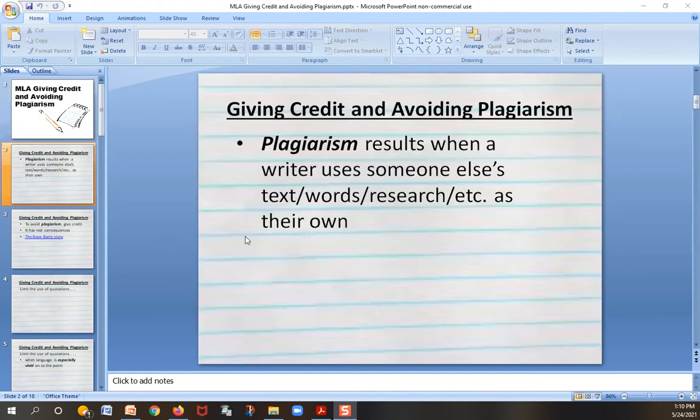Now, the first thing I want to talk about is the avoidance of plagiarism. And so what is that? Well, it results anytime a writer uses someone else's text, words, research, statistics, other information similar to that, and they hold it out in their essay as if it were their own.